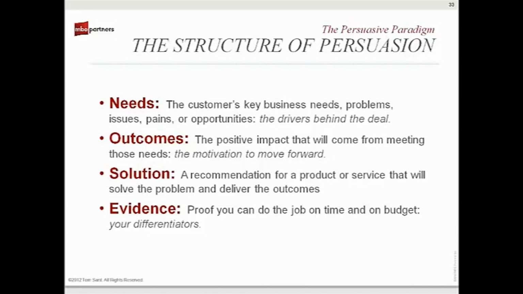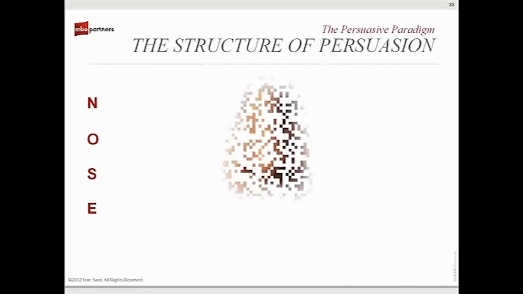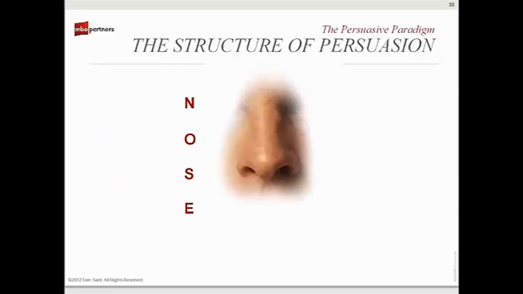Well, that's it. That's the structure of persuasion. It's really easy. Needs, outcomes, solution, and evidence. Or, as I said, it's the NOSE pattern. So follow your nose. Or, if you wish, pick your nose. Just do it in private.